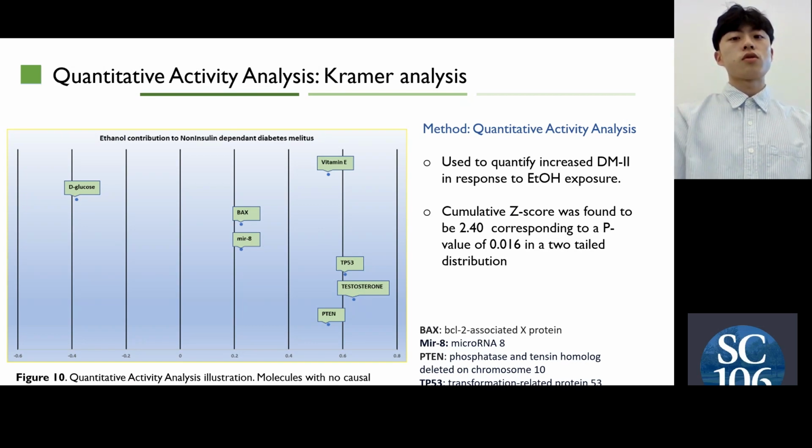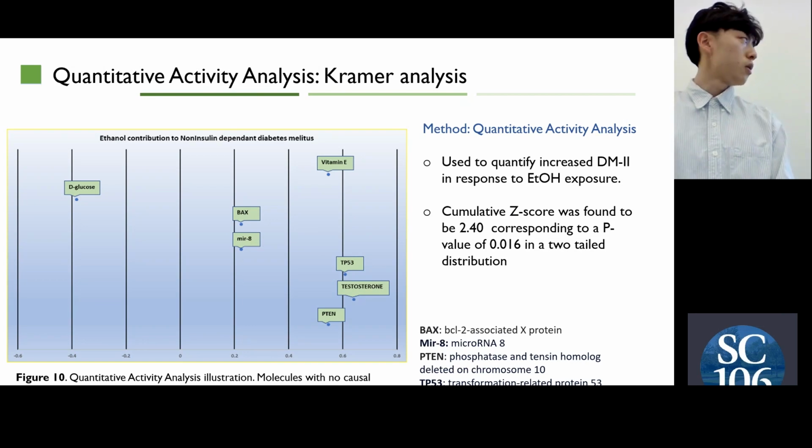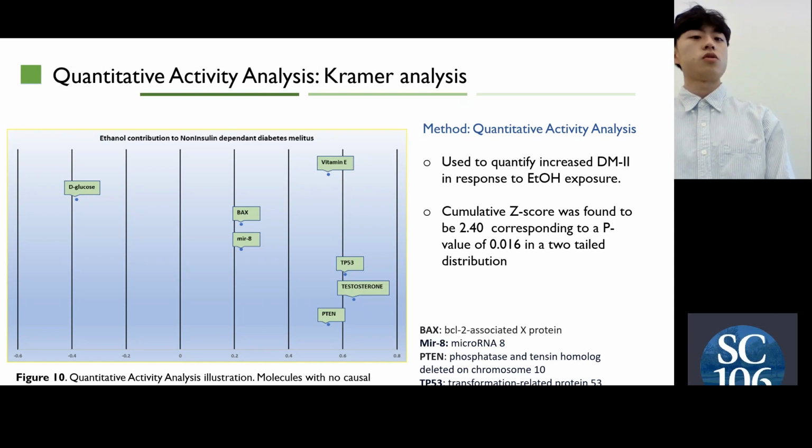And when these molecules were used for quantitative activity analysis, the Z-score was calculated to be 2.4, and the findings are significant with a p-value of 0.16 in terms of ethanol's contribution to DM2.